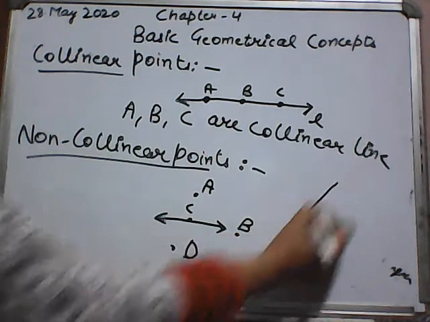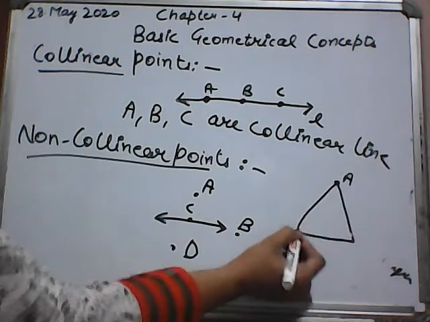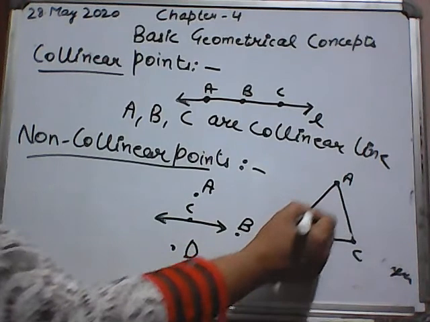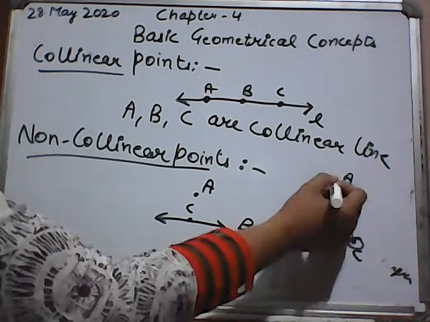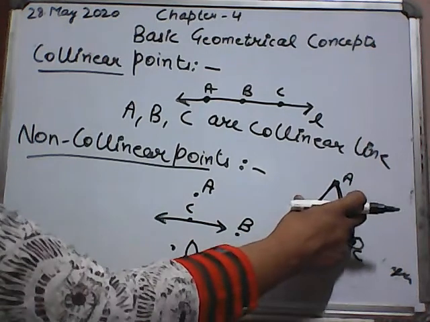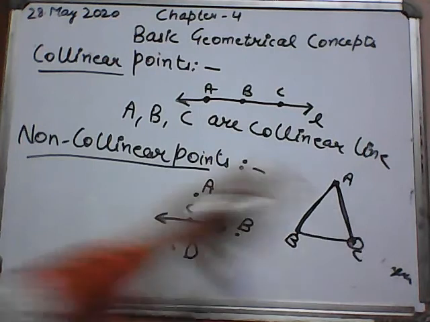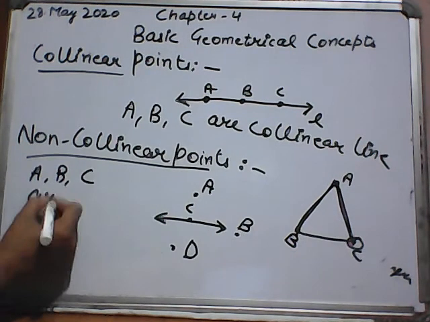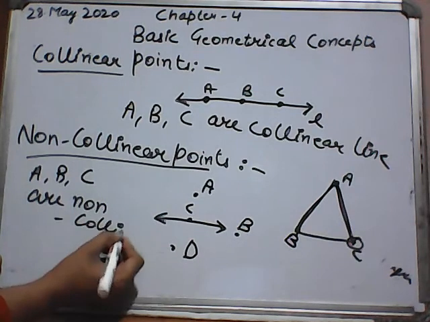If we draw here a triangle, with point A, point B and point C. Here points A and B lie on line AB but point C lies on line AC. These two lines are different. These three points do not lie on the same line. So you can say A, B and C are non-collinear points as they do not lie on the same line.